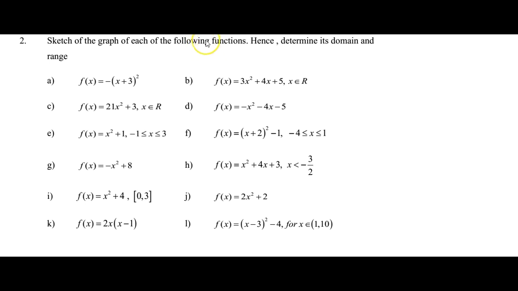Hi everyone. In this video, I'm going to show how to sketch a quadratic graph and hence determine its domain and range. Here we have 12 examples. For some of the examples we can use a transformation approach, and for some we have to use completing the square to help us sketch the graph. Here I'm going to show example A.